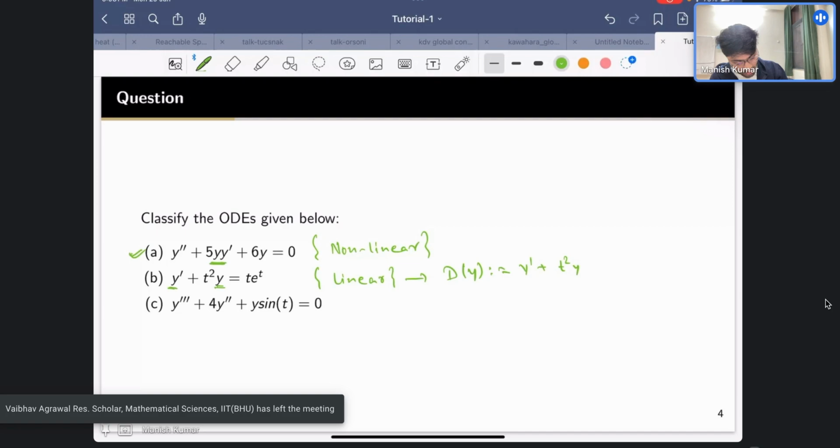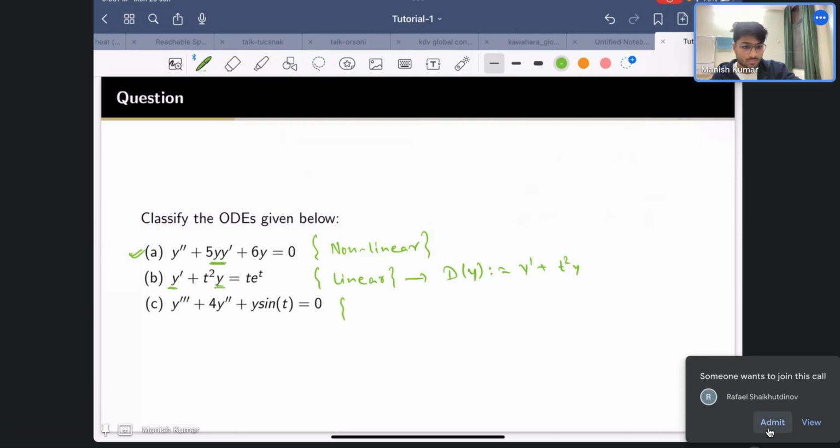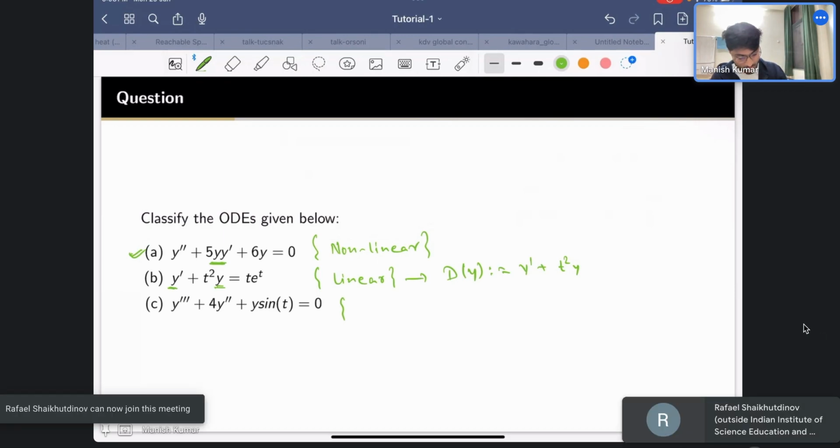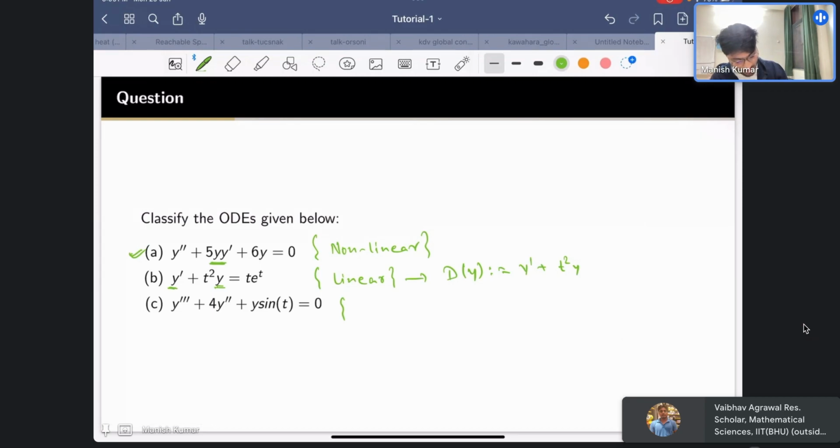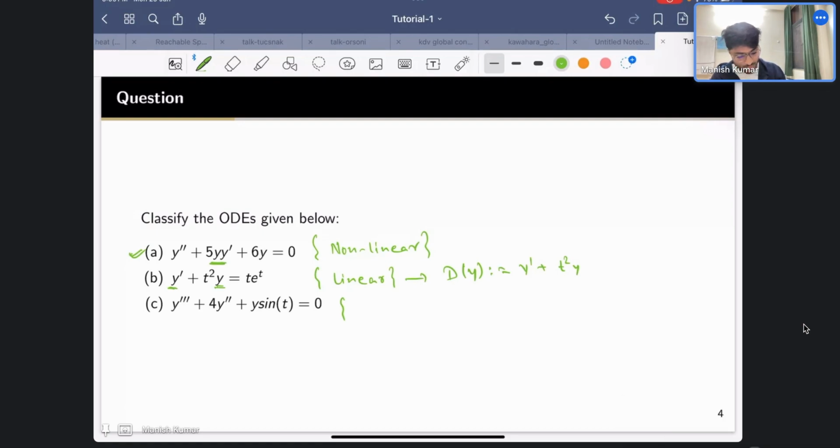Similarly the third one is also linear, right? Yes, again for the same reason. You don't have to worry about the functions which involve t. So this is also a linear differential equation. I hope this is clear to everyone.